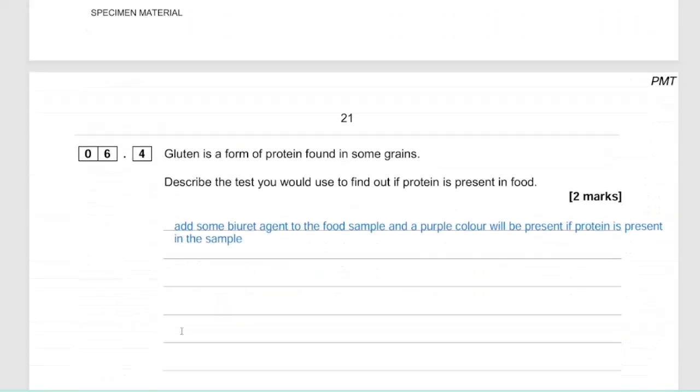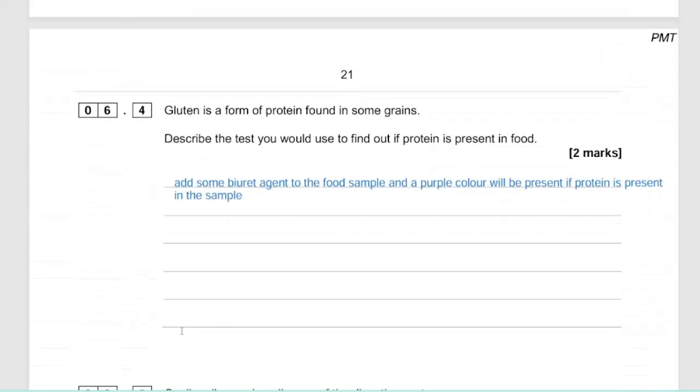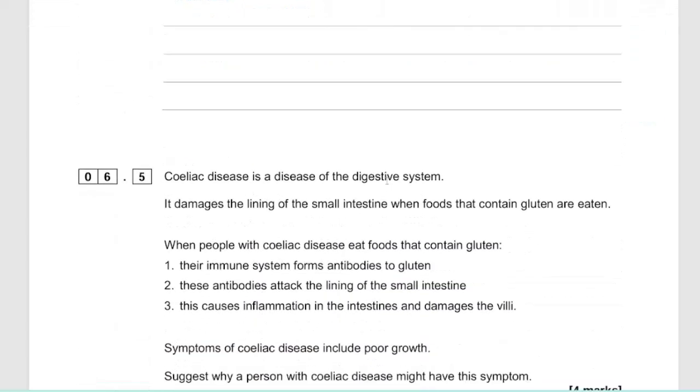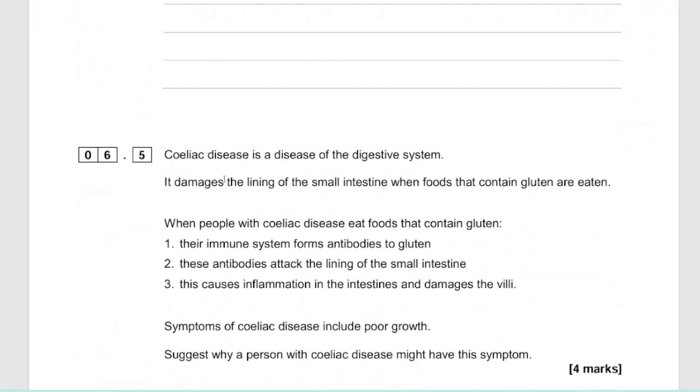Okay, just moving on to question 6.4. Gluten is a form of protein found in some grains. Describe the test you would use to find out if protein is present in food. Now this is the same part as earlier, just another food test question, just another thing you need to remember. And for protein, it's biuret reagent. Add biuret reagent to the food sample, and a purple colour will be present if protein is present in the sample.